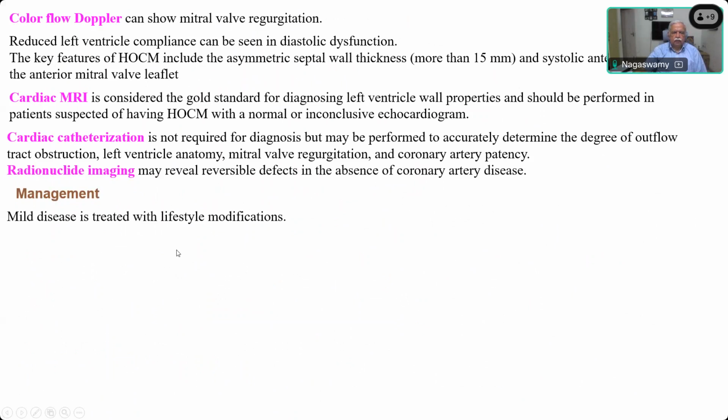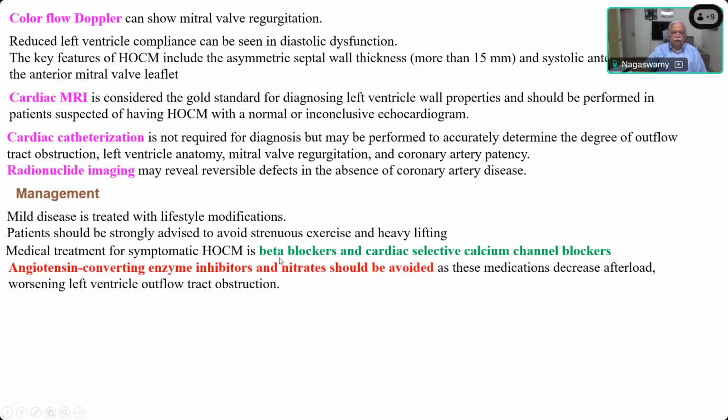Now, coming to the management, mild disease is treated by lifestyle modification. Patients should be strongly advised to avoid strenuous exercise and heavy lifting of weights. Very, very important. Medical management is by beta blockers and cardioselective calcium channel blockers like diltiazem. You must avoid angiotensin converting enzyme inhibitors and nitrates, because you have to maintain the afterload in these patients, which is very important.